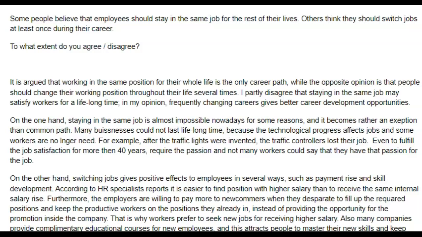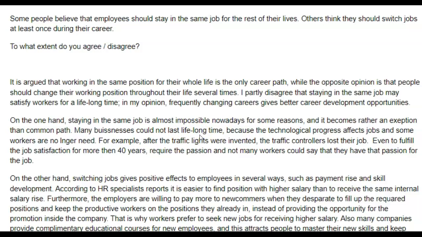Okay. On the one hand, staying in the same job is almost impossible nowadays for some reasons, and it becomes rather an exception than common path. This is spelled wrong though, be careful. Careful with your spelling for businesses. Many businesses could not last. This is awkward. You said it somewhere else too. You don't say lifelong time. Here, you said it here. So I think you want to say many businesses could not last a lifetime. It's one word, lifetime. Okay.